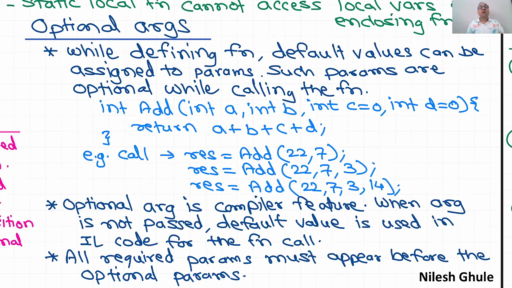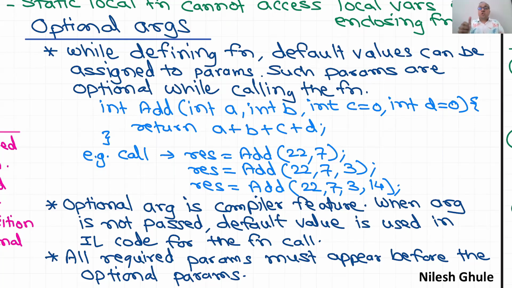And the next one, another call to add where we have passed all four values. So a will be 22, b will be 7, c will be 3, and d will be 14. In this particular case, no argument is taken as default.